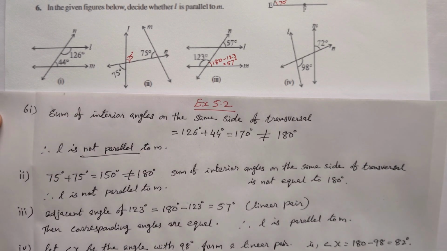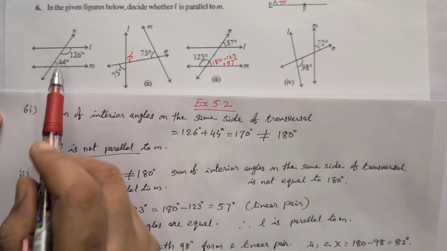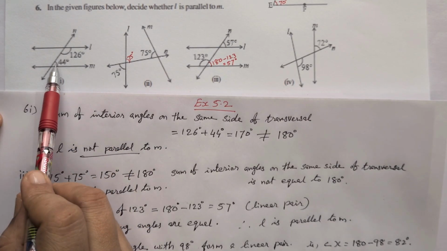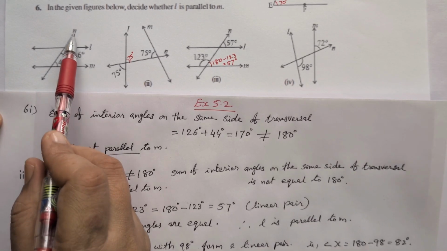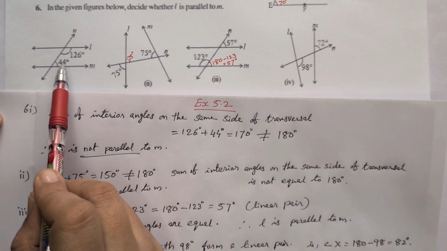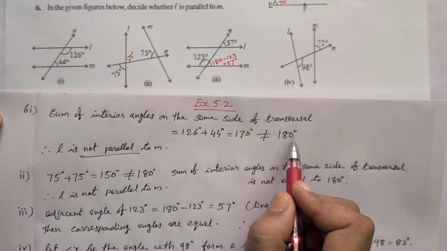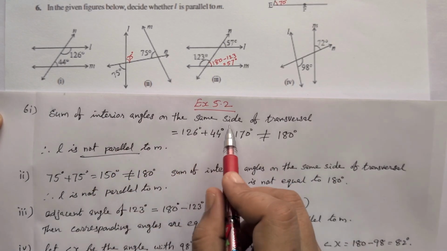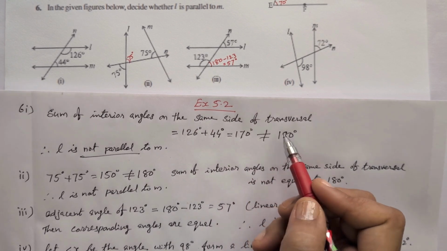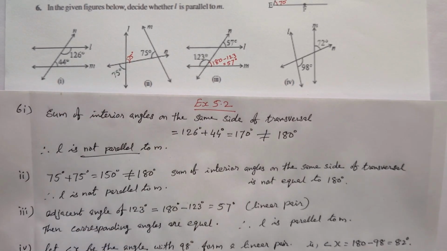Question number 6. In the given figures below, decide whether L is parallel to M or not. Here first one, 44 and 126. These are the interior angles. We know that the sum of the interior angles on the same side of the transversal is supplementary. Here when we add 126 plus 44, we get 170, which is not equal to 180. Therefore, L is not parallel to M. These two lines are not parallel.